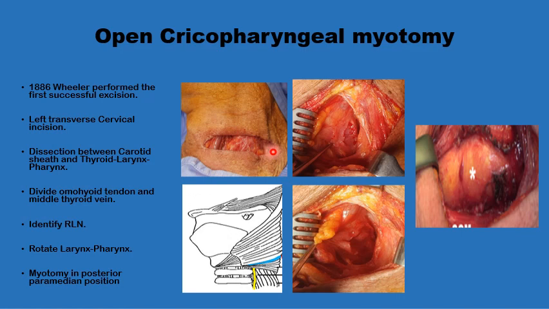The operation will start with a transverse cervical incision, almost always on the left side. The incision will be deepened through the platysma, and subplatysmal plane will be created and the flaps elevated. The anterior edge of the sternocleidomastoid muscle will be identified, and the carotid sheath will be identified just anterior to this. Dissection then proceeds between the carotid sheath laterally and the larynx and the trachea medially.